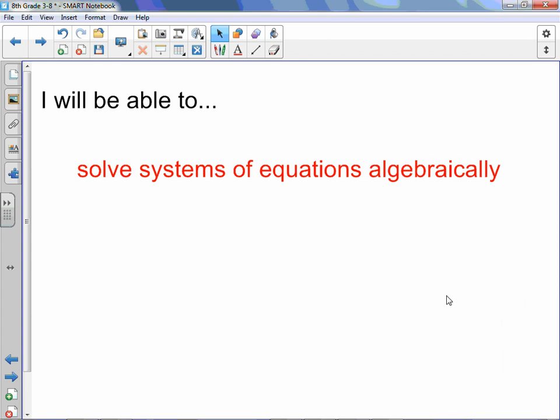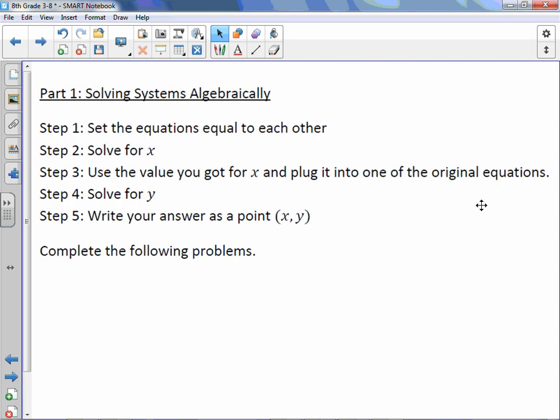Chapter 3, Lesson 8, Solving Systems of Equations Algebraically. We've already learned how to solve systems graphically, but today you'll be able to solve systems of equations algebraically. That means without a graph and just by rearranging some things. So here are the steps to follow.